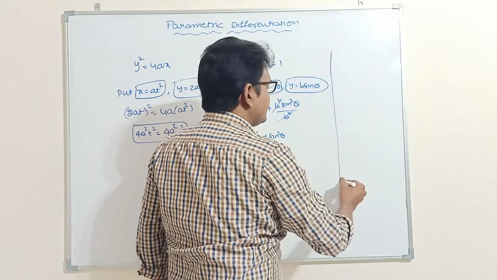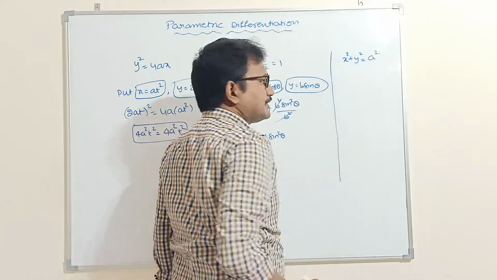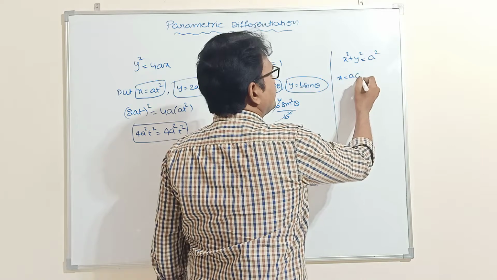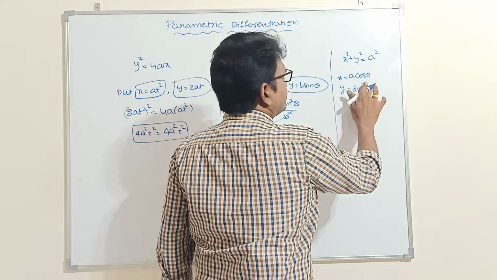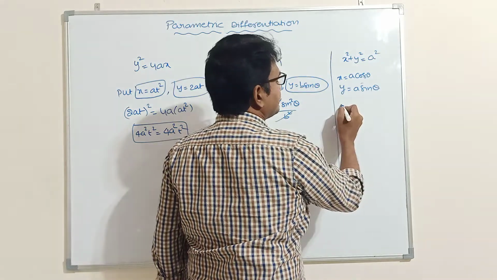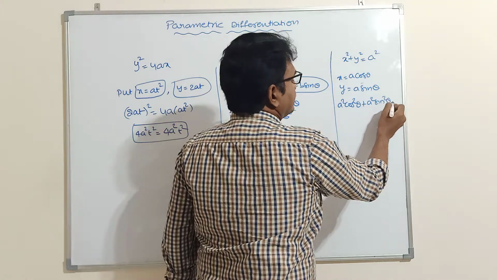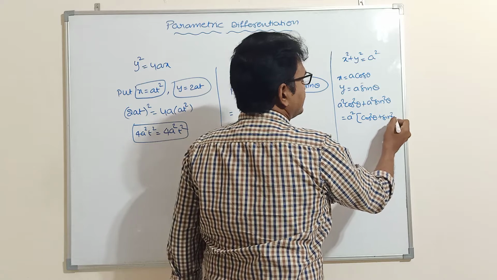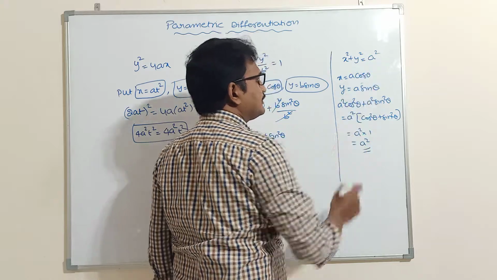Similarly, if you take x square plus y square is equal to a square, the circle equation. In the place of x, if I replace x with a cos theta and y with a sin theta, then x square plus y square means a square cos square theta plus a square sin square theta. If I take a square common, I get cos square theta plus sin square theta. So a square into 1, a square, which is equal to the right hand side.